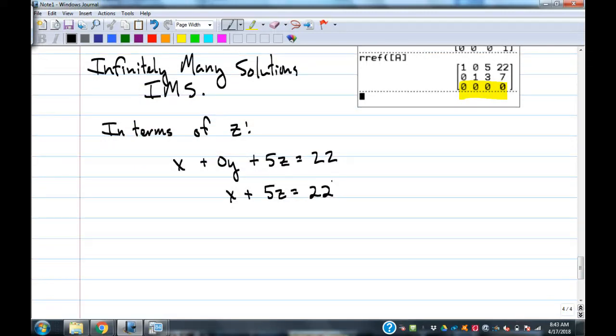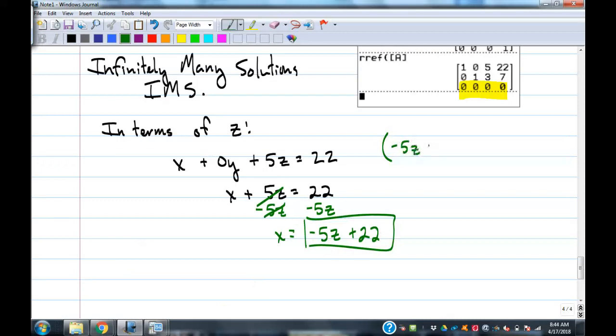We want to get that in terms of Z, so that means we need to solve this equation for what? X. We want the answer with Z in it, so we get X by itself. It'll be -5z plus 22, or if you wrote 22 minus 5z, it's the same thing. So with our ordered triple, there's the X part. We need a Y part.